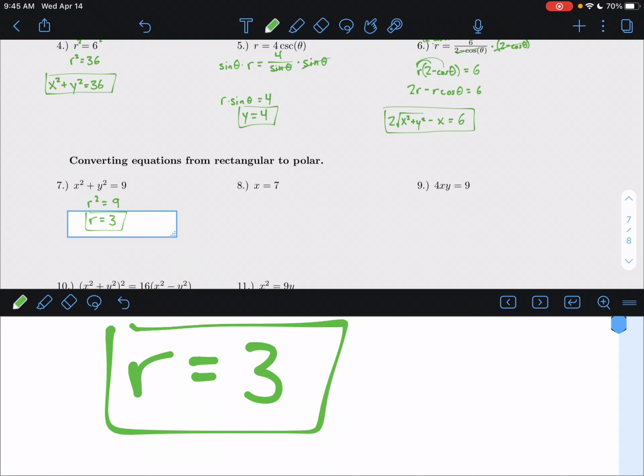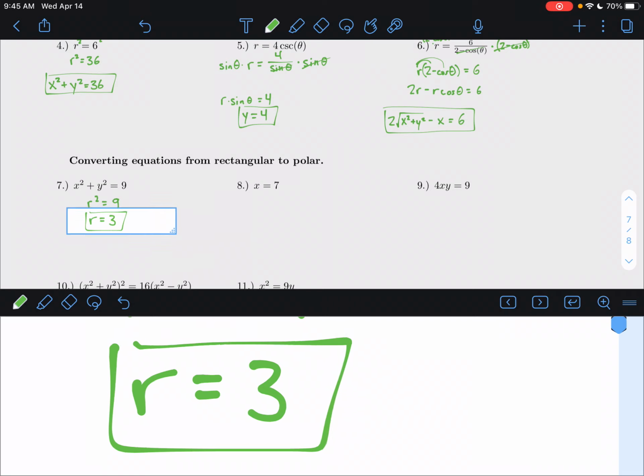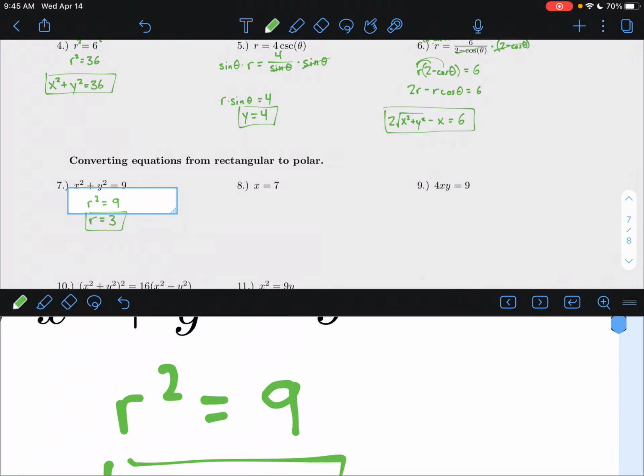Did I have to take the square root of both sides? No. But I did. So yeah, we could have left it as that, but since I could simplify that easily, I did.